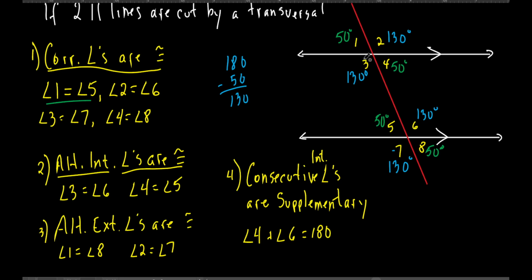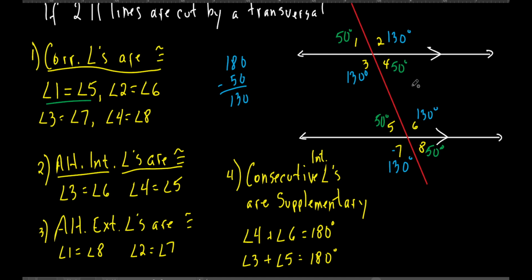Give me another pair of consecutive interior angles. 3 and 5. That's right. So what little formula can I write down with 3 and 5? Angle 3 plus angle 5 equals 180 degrees. Everybody got it? So those are the only ones that are different.